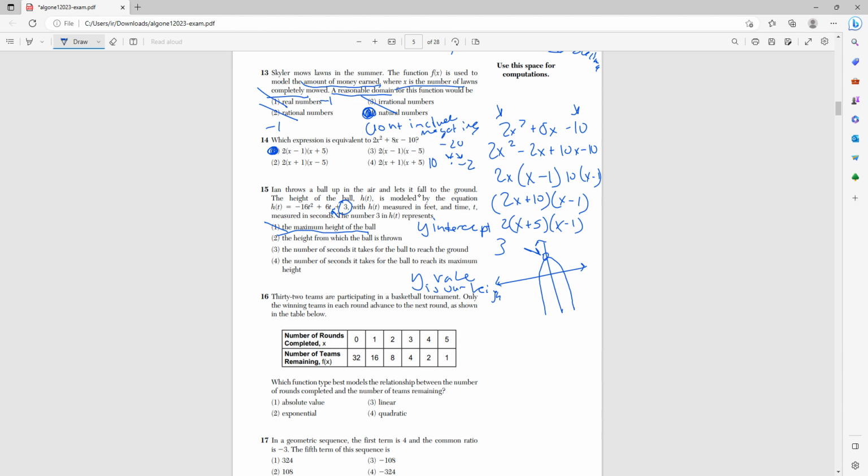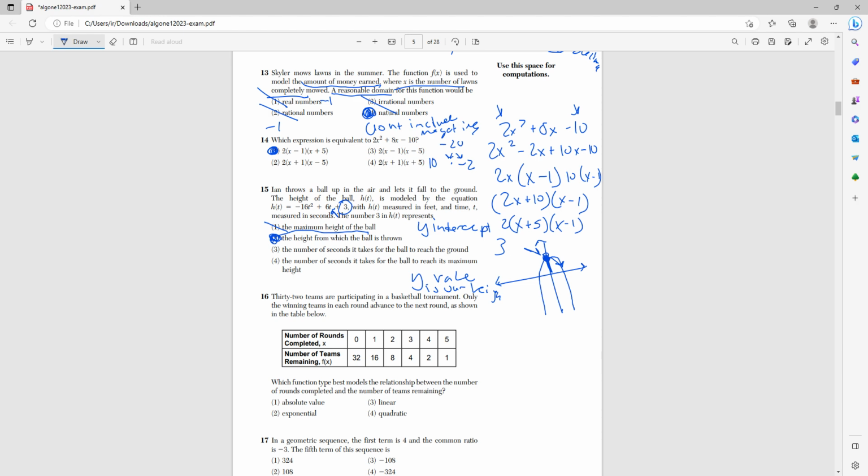Number 2 is saying the height from which the ball is thrown. And I would agree with that. I would agree with number 2, right? Because from here, our y is 3 and our x is 0, right? So at 0 seconds, our ball is 3 feet in the air, and then from there it begins dropping. So I think 3 best represents the height from which the ball is thrown, right?